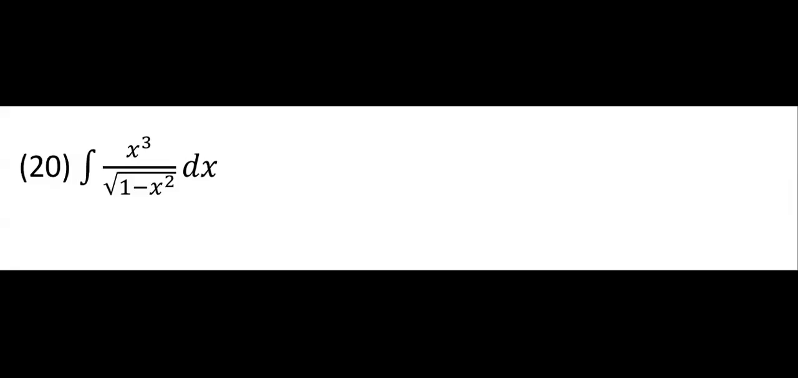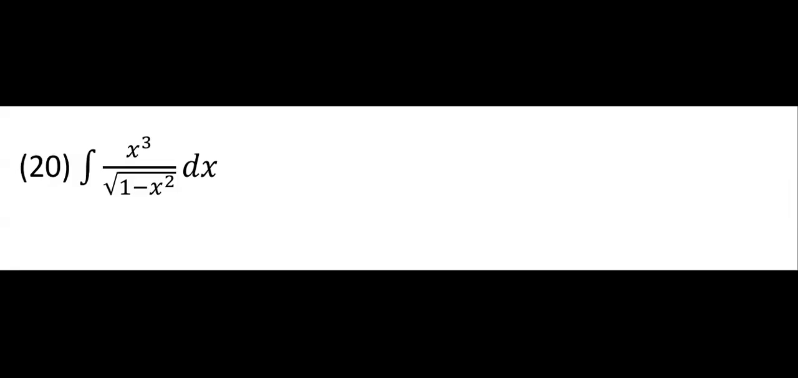Okay, number 20, integral x cubed over square root of 1 minus x squared dx. How do we solve this one? I actually solved this in two different ways. So definitely there's more than one way you can do this. There's probably more than the two ways that even I tried, all right?